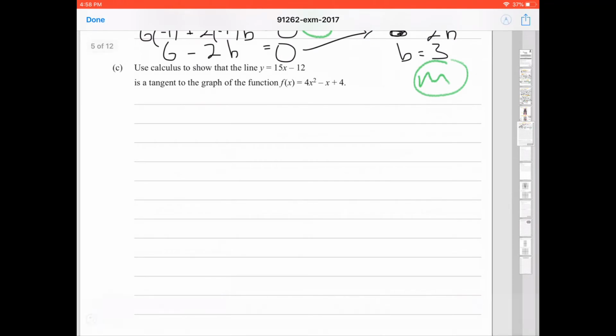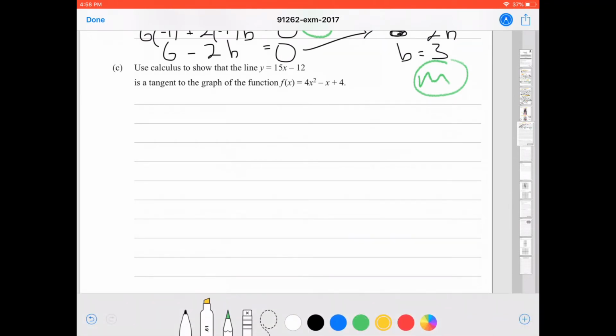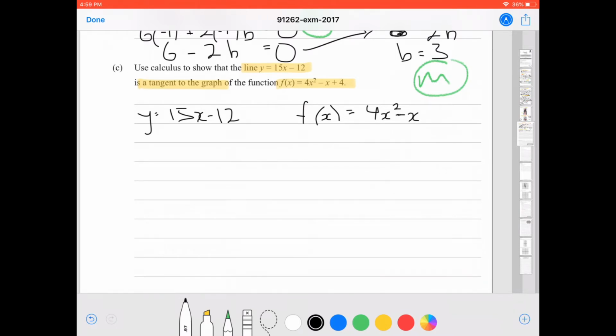Okay, question 2c. Use calculus to show that the line y equals 15x minus 12 is a tangent to the graph of the function f of x equals 4x squared minus x plus 4. So we've got this straight line here, y equals 15x minus 12, and we've got a function, f of x, sort of a quadratic function, equals 4x squared minus x plus 4, and they want us to basically prove that the straight line is a tangent.